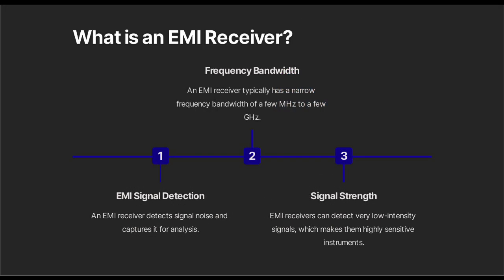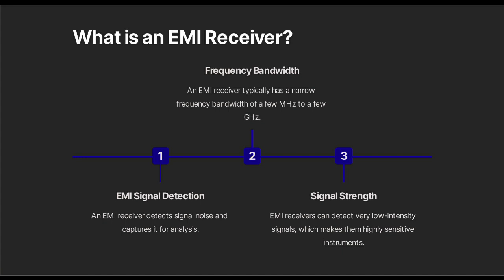So again we come to the slide of what an EMI receiver is, because we have to understand the basic things. We should all know the exact difference between the EMI receiver and the spectrum analyzer. These are the three major things we have covered here. First is EMI signal detection, second is the frequency bandwidth, and third is signal strength. First is EMI signal detection.